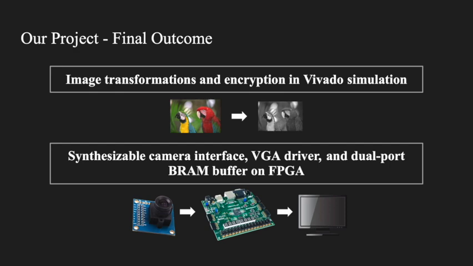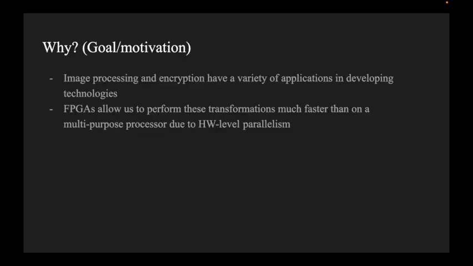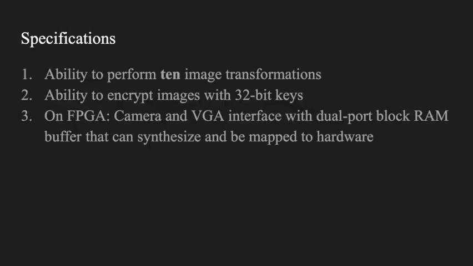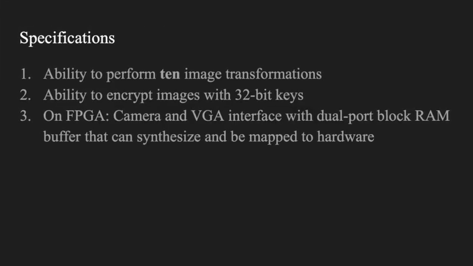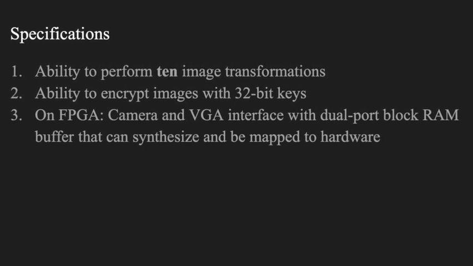We were also able to synthesize an interface between the camera, the VGA, and the onboard frame buffer. We chose to do image processing because it has a variety of applications in developing technologies. In addition, the hardware-level parallelism on an FPGA allows us to perform such image transformations much faster than on multi-purpose processors. We currently have the ability to perform 10 image transformations. We are also able to encrypt images with 32-bit keys.